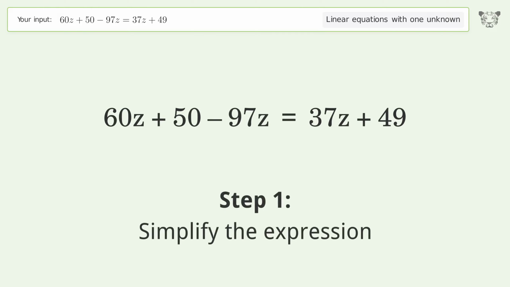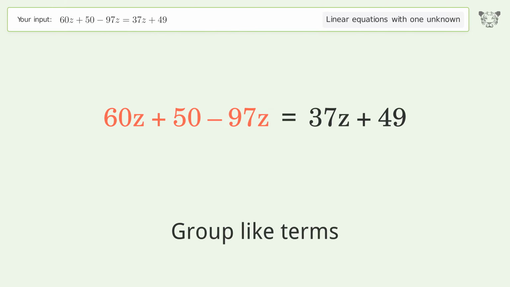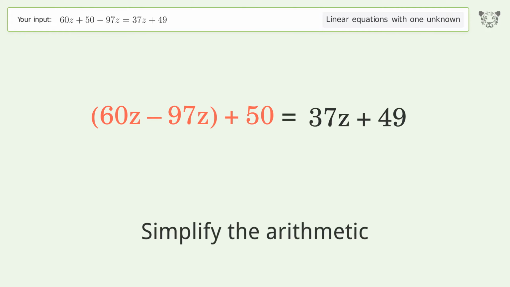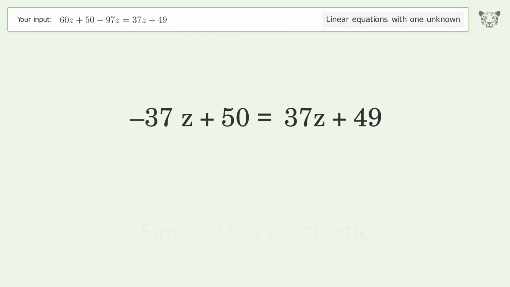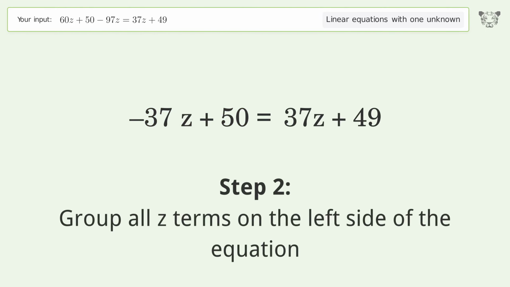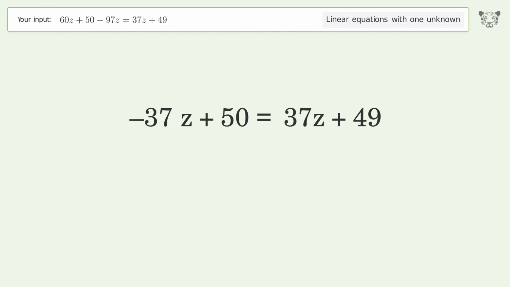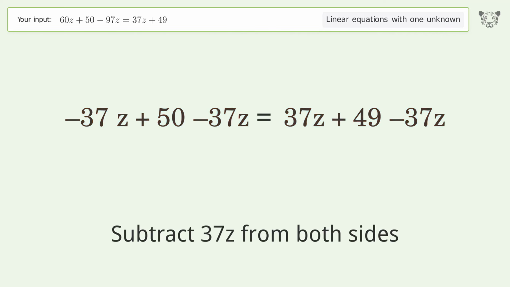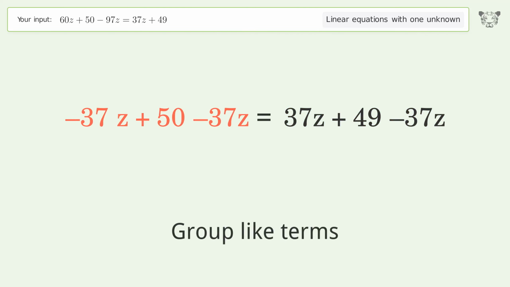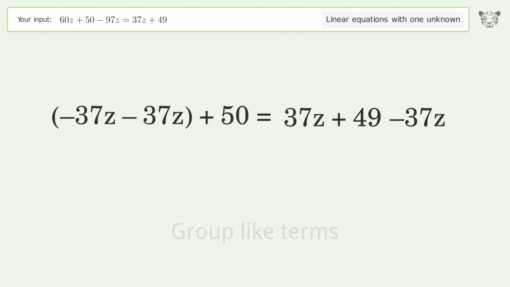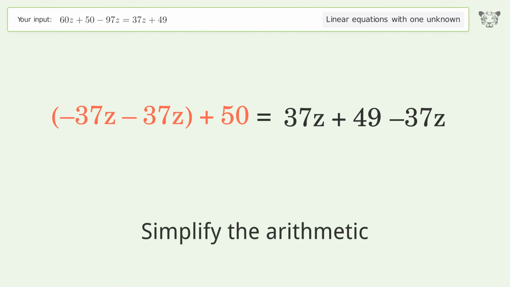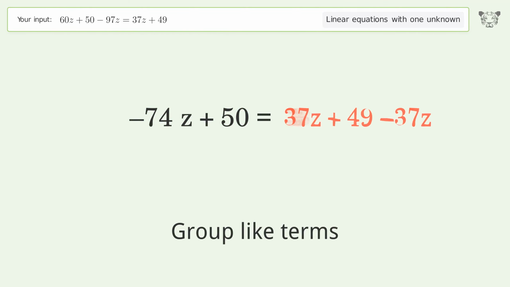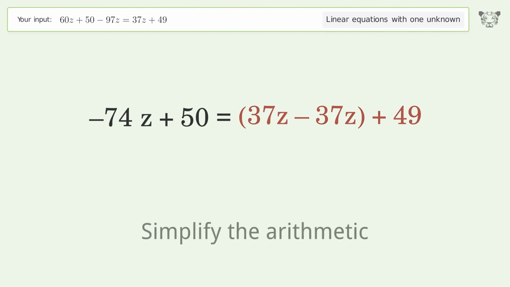Simplify the expression. Group like terms. Simplify the arithmetic. Group all z terms on the left side of the equation. Subtract 37z from both sides. Group like terms. Simplify the arithmetic. Group like terms. Simplify the arithmetic.